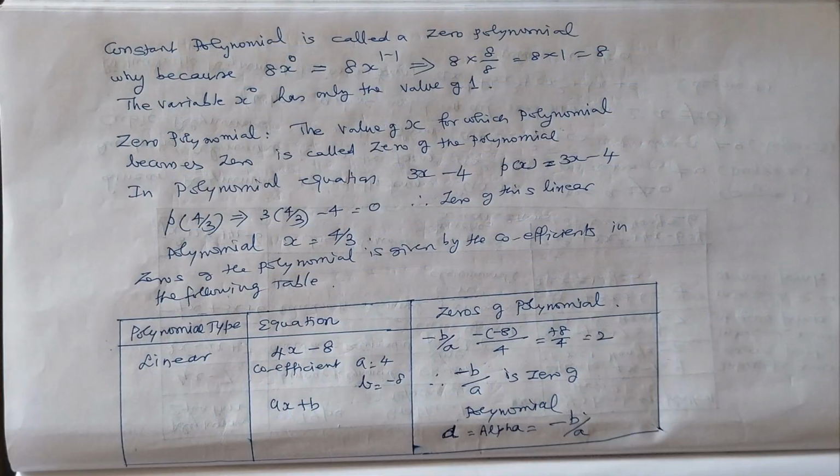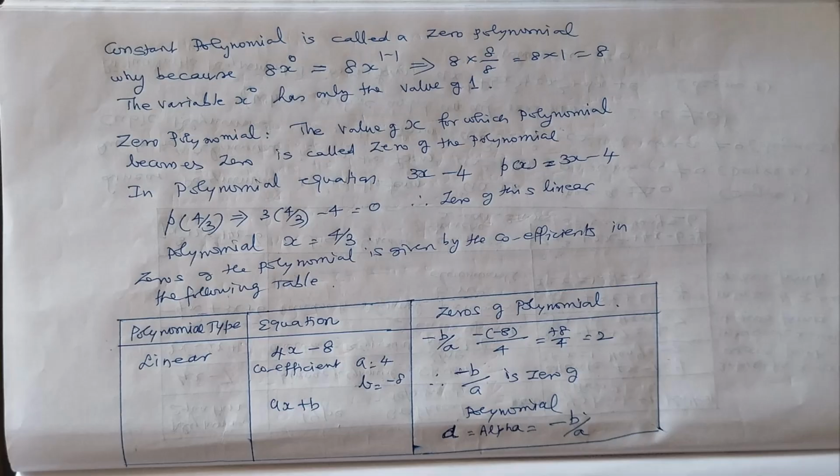Why? Because x multiplied by x to the power of 0 is equal to constant multiplied by x to the power of 1 minus 1, which is equal to constant multiplied by x to the power of 0, which is equal to constant multiplied by 1, which is the same as constant. Therefore, the degree of a constant is always 0. Now let us come to the zero of a polynomial.